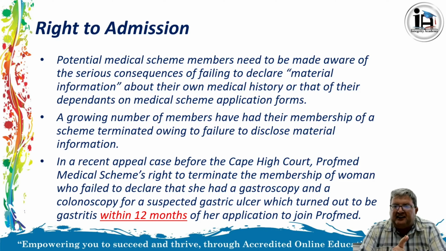She didn't declare, she kept it a secret. She failed to declare that she had a gastroscopy and a colonoscopy for a suspected gastric ulcer, which turned out to be gastritis, within 12 months of her application to join Profmed. She knew it, but she failed to declare it. She lied on her application form. And when she was caught out, the court said she was wrong. She was supposed to declare it, and Profmed was right to terminate the membership.